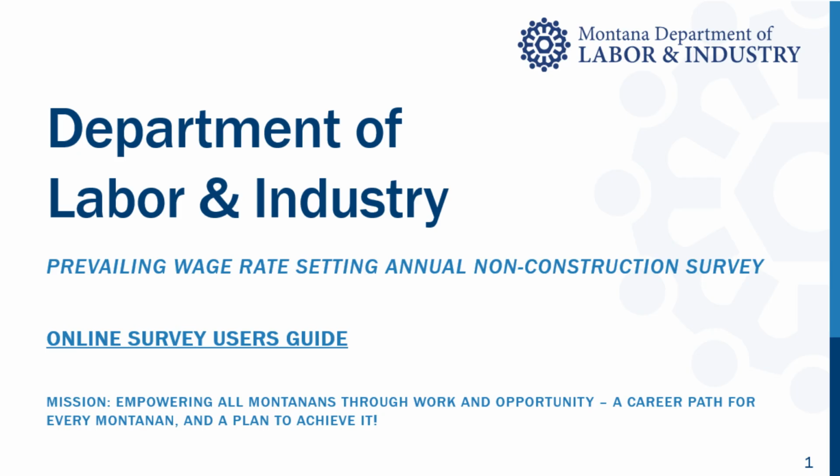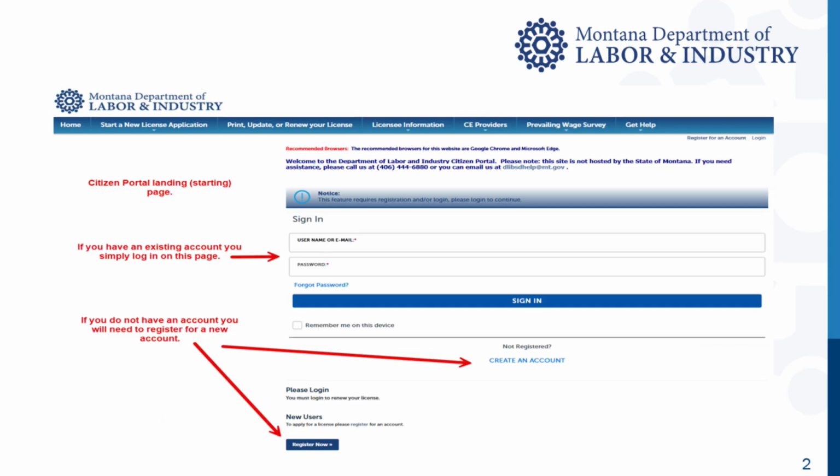Beginning in 2026, the non-construction survey will no longer be submitted by paper, as it has now been made more streamlined and easier to fill out through the department's online citizen portal. Communications sent to you from the department contain a link to our citizen portal site, seen here. If you already have an account with the portal, you will simply log in. If you do not have an account, you can register for a new account from this page. Registering for an account allows you to save and resume your survey if you are interrupted.